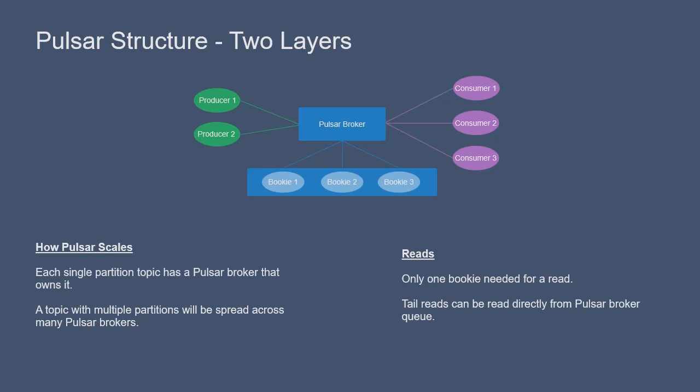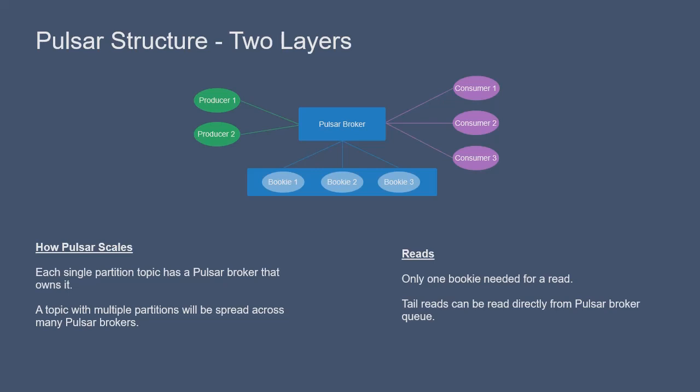While the Pulsar broker is the entry point for reads and writes to a single partition topic, only one of the 3 or more bookies used to replicate storage for that particular topic are needed for a read. However, for tail reads, those don't require a bookie and are simply read from the Pulsar broker's queue. This cache memory is also referred to as topic compaction. Topic compaction keeps the most recent value for each key value pair in memory.